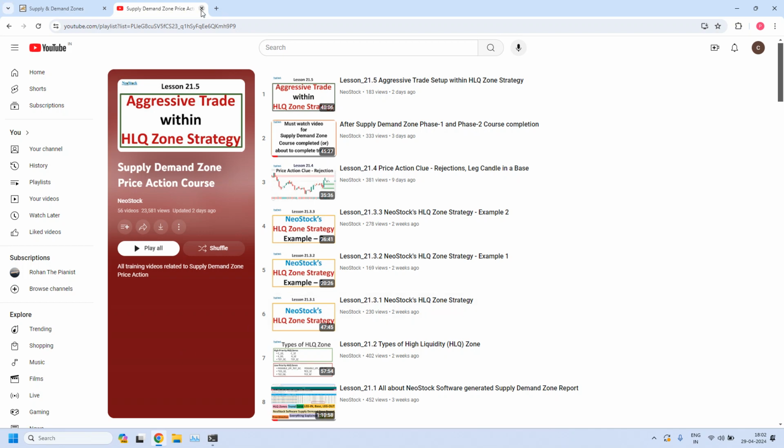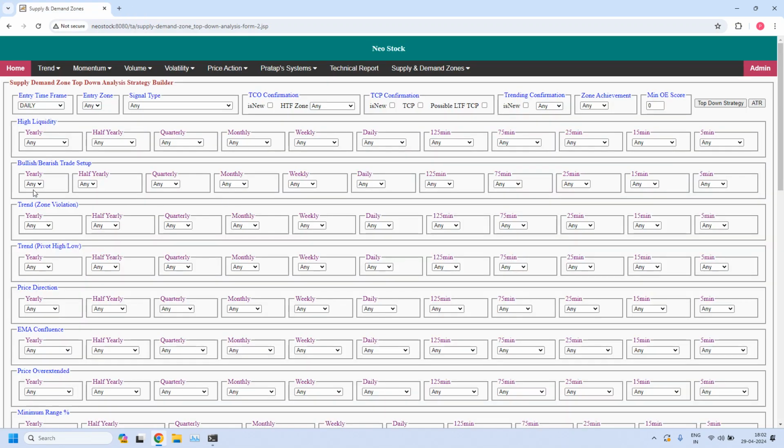Now let's get into the report generation. The first report we are going to generate is a bullish trade setup for a daily income trade. In daily income trade, entry time frame is 15 minutes. For bullish trade setup, entry zone should be demand zone. And also the parameter bullish or bearish trade setup, in 15 minutes time frame, that is entry time frame, you need to select the value bullish.